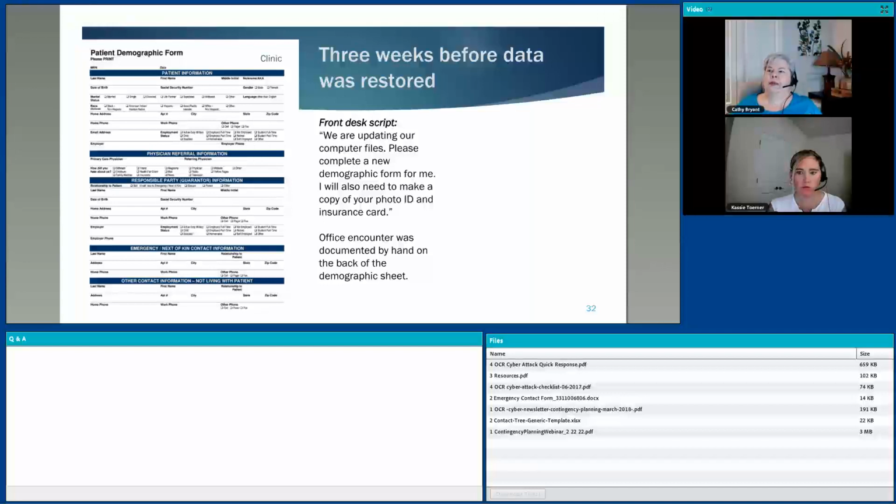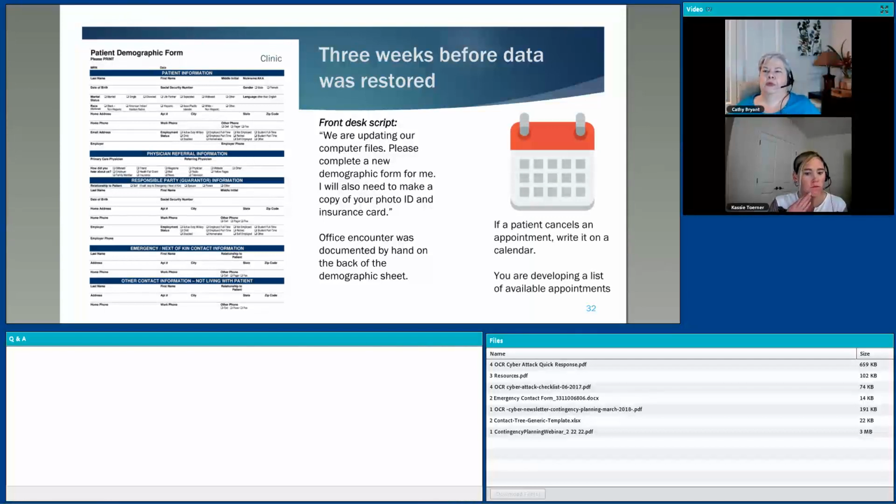The one thing that they did, very quick thinking, because they had patients coming in within an hour, was they just handed everyone the patient demographic form that they already had paper copies of and simply said, "We're updating our computer files. I need a copy of your photo ID and your insurance card as well." The encounter was documented on the back of the demographic form, and they managed to go for several weeks until their files were restored with a very simple process like this.